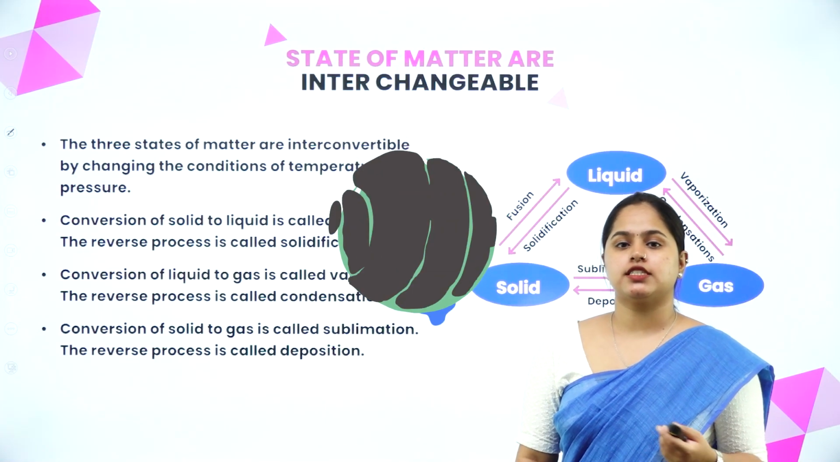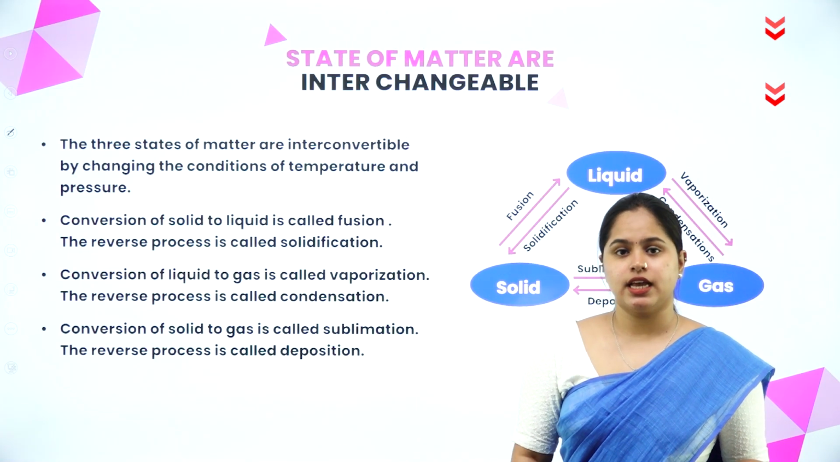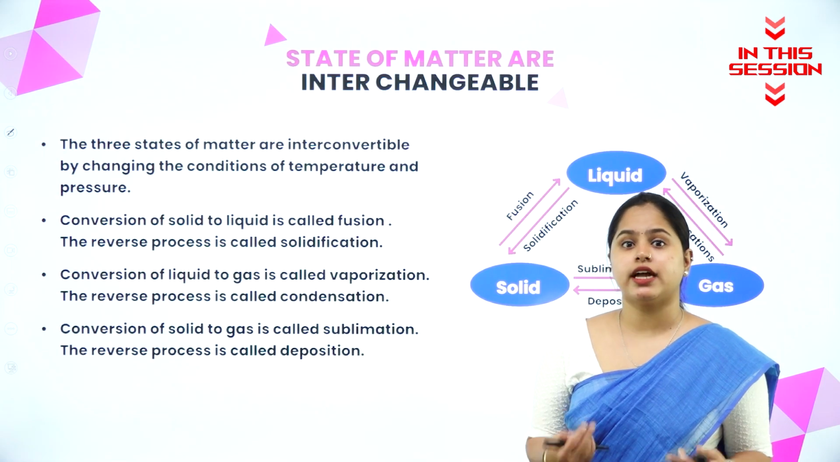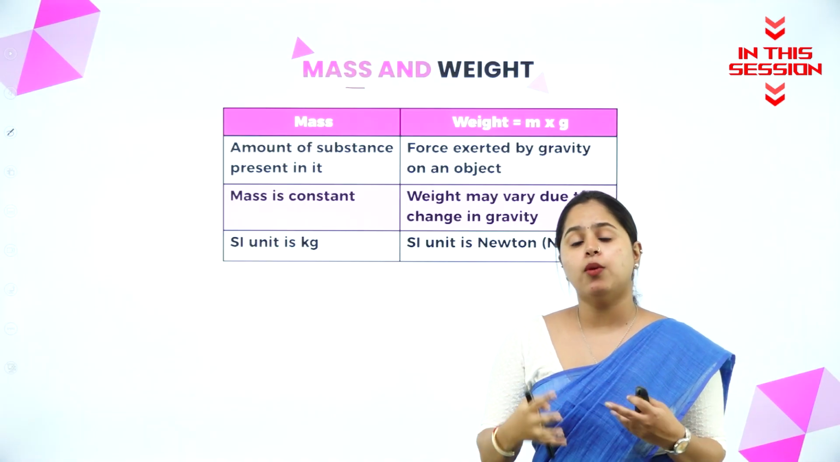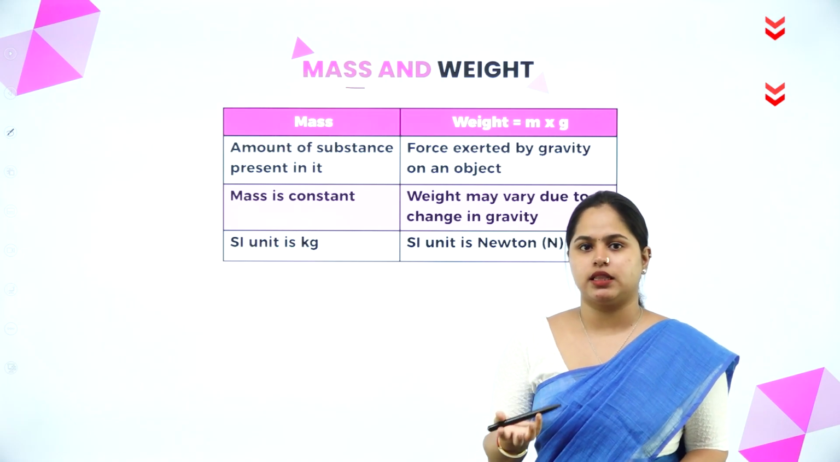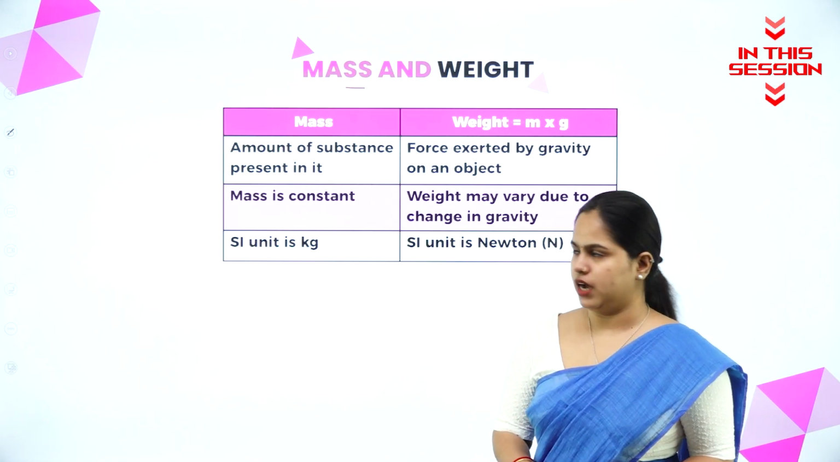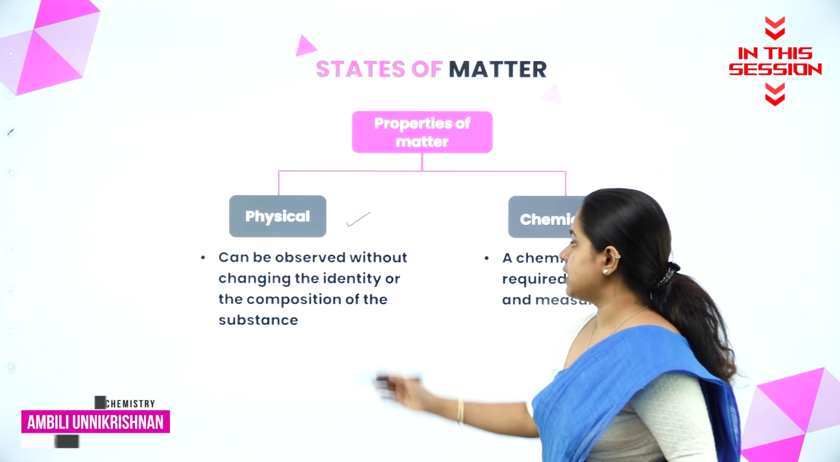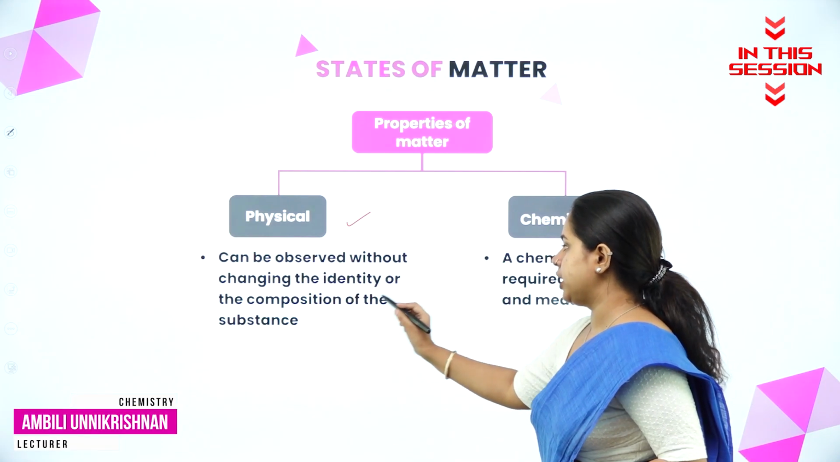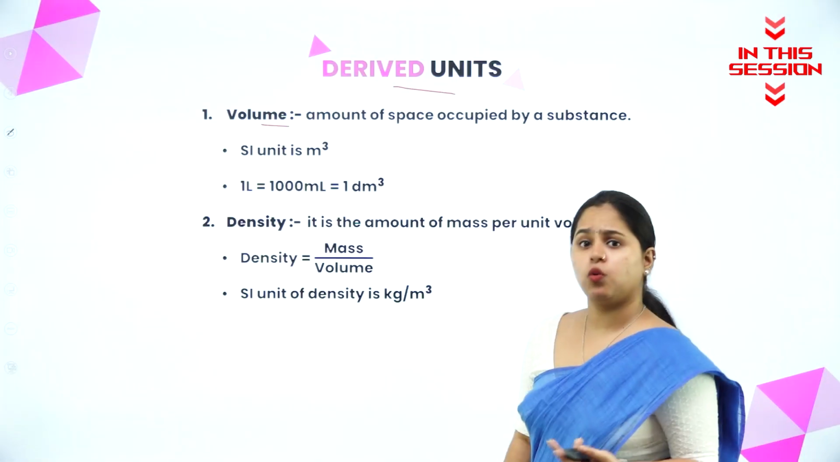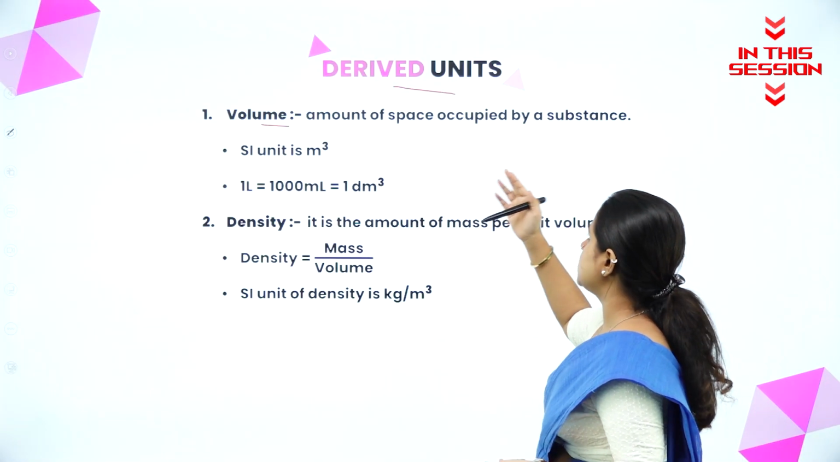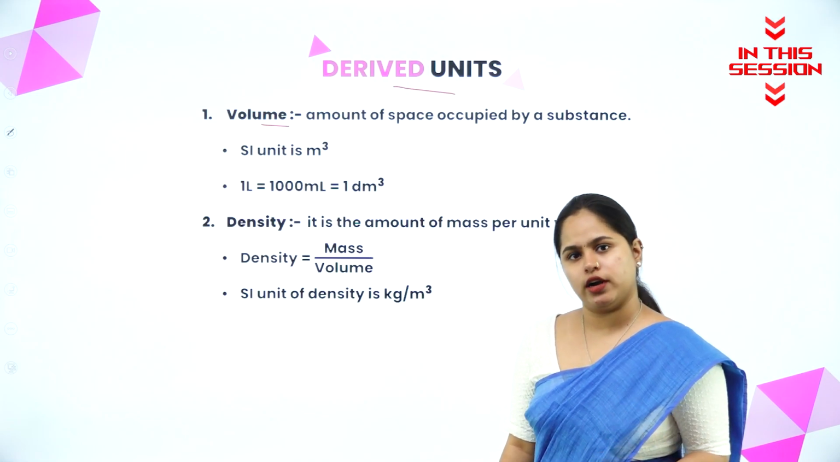The states of matter, that is solid, liquid and gas, are interconvertible. That is the speciality of these three states of matter. In a matter, the amount of substance that is present is defined as your mass. Physical properties are properties that can be observed without changing the identity or composition of the substance. So what is volume? Amount of space occupied by a substance is called volume.